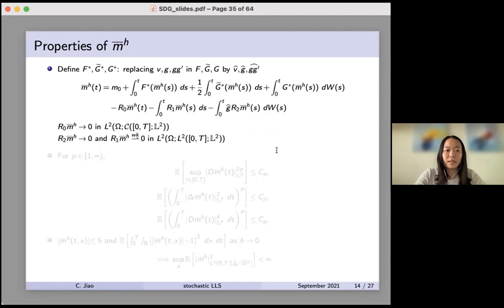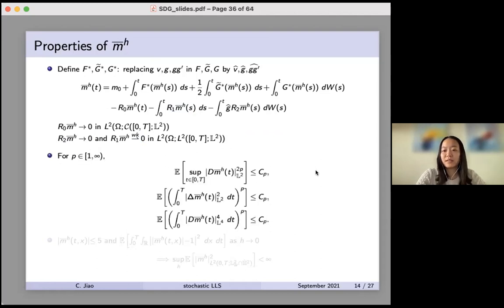It's also quite easy to verify that the uniform estimates are inherited by the quadratic interpolation. For instance, the L2 estimate for the gradient under expectation, the L2 estimate for the Laplacian under time integral, and the L4 estimate of the gradient.